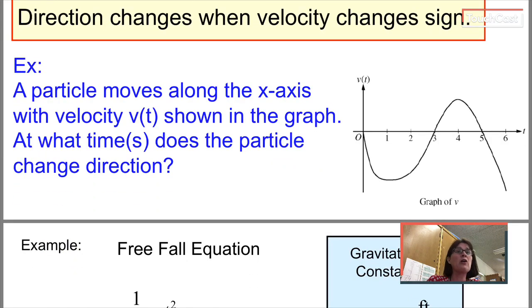Okay, so I have a particle moving along the x-axis, and here's its velocity. At what time or times does the particle change direction? Well, I notice that here, I'll use red for negative, the velocity is negative. In this section, the velocity is negative. In this section, the velocity is positive.